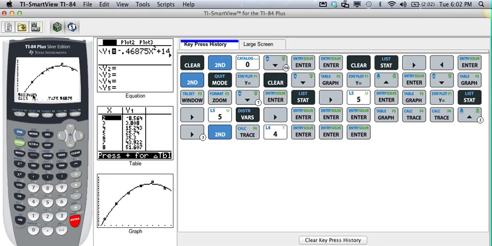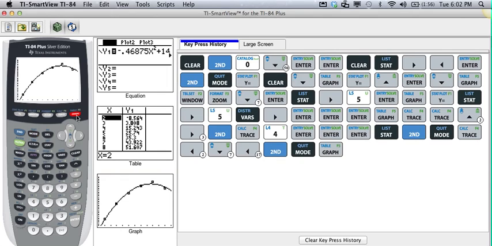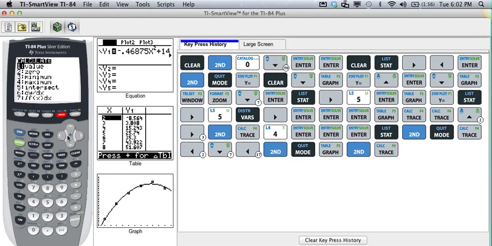I think I might have some issues here. Let's try that again. Calculate, and I'm going to get rid of the trace. I think that's what's causing me the problems. Okay, so let's quit out of that. Let's graph it again with no trace on. Use second, calculate. Let's do the maximum, 4.